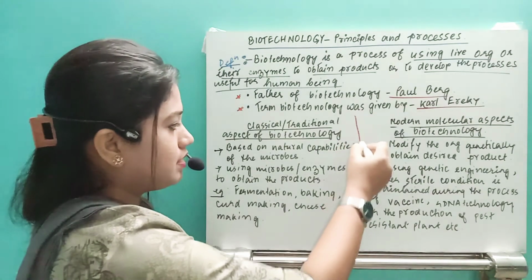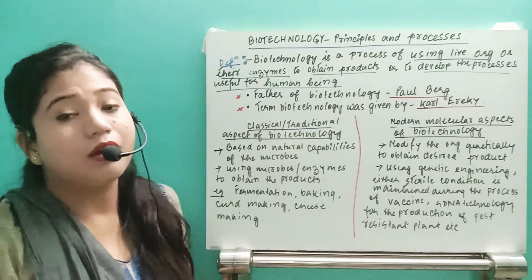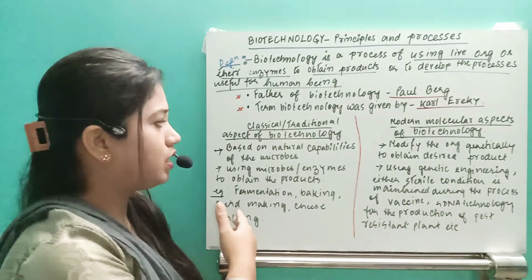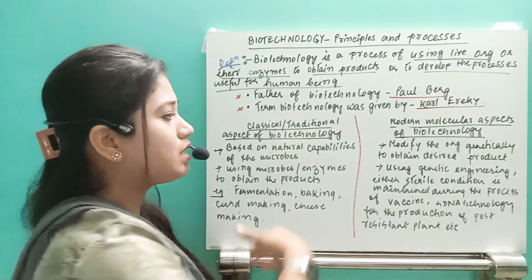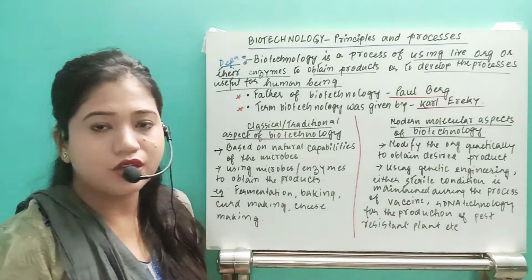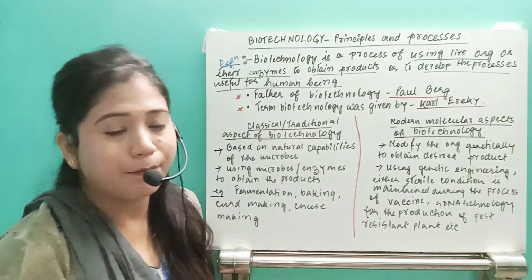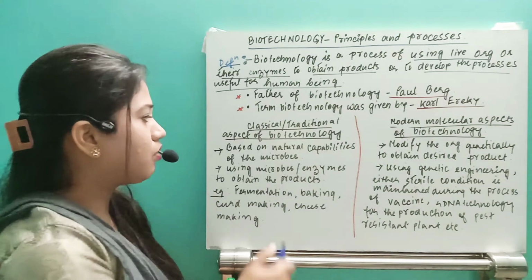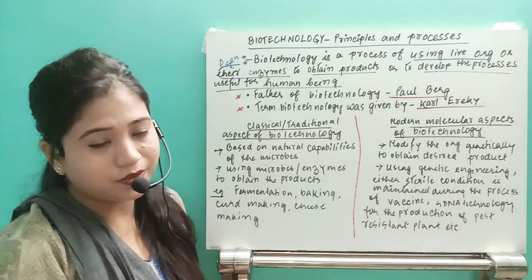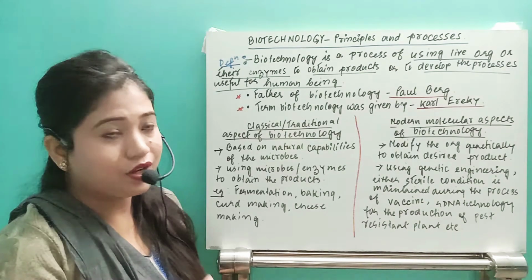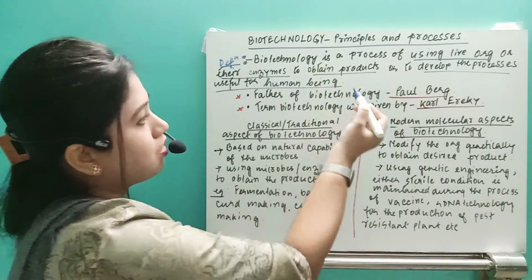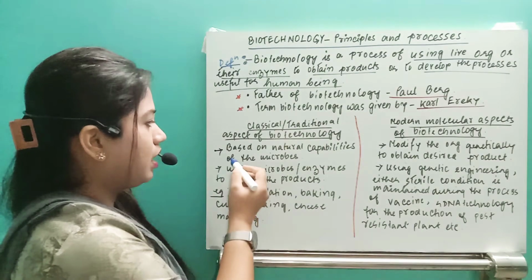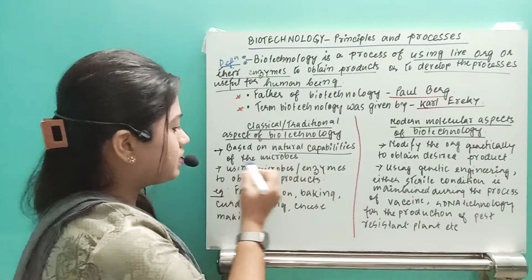Now after that, we'll see the differences between biotechnology in the ancient or earlier time, in the classical ways, how we used biotechnology, and in the modern days how we use biotechnology. We will compare both of these. Okay, so first of all, see what is the classical or traditional aspect of biotechnology. In the classical aspect, what we use, this is the first line even, we use the live organism or their products. It is based on the natural capabilities of the microbes.